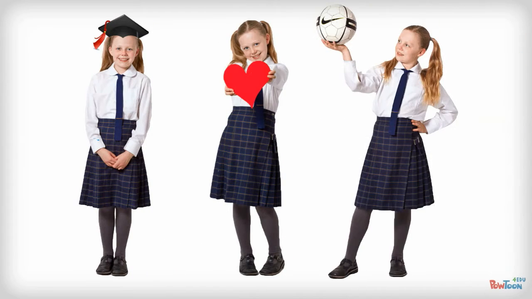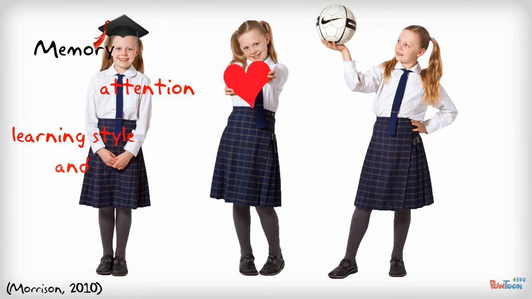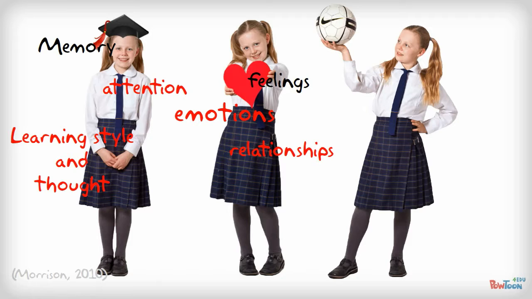So what do we mean by the whole child? A common phrase used in Steiner education explains this well, describing the whole child around the head, heart and hands. That is, the head being the cognitive, memory, attention, learning style and thought, heart being feelings, emotions and relationships, and hands the physical, health, nutrition and the motor skills of each child.